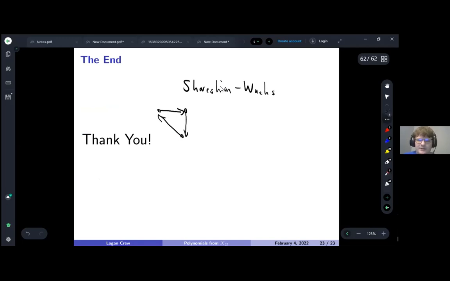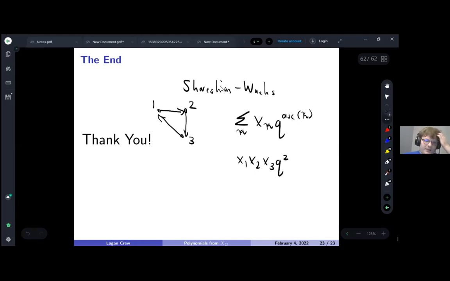Basically the answer is that you give it proper colorings, but you also give it a factor of q to the number of ascents in the coloring, where ascent means that the colors increase along the arrows. Or if you're labeling it with positive integers instead, the colors increase when the vertex labels increase. So doing this with vertex labels is essentially equivalent to doing this on an acyclic graph.